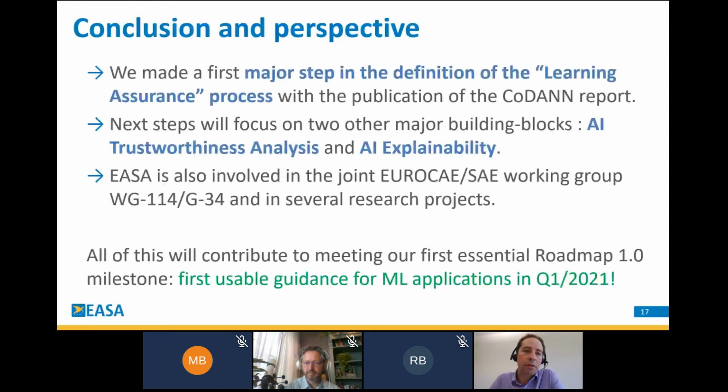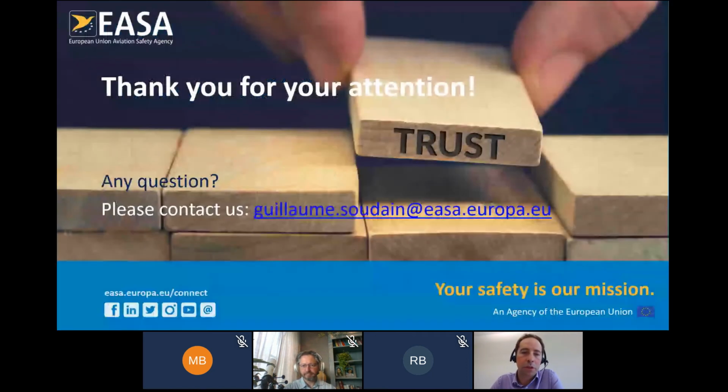We're also starting to work much more dedicatedly on the AI trustworthiness analysis building block and on the AI explainability building block. And I wanted to mention that we're also involved in the joint EuroCAE SAE working group, the WG114 G34, and in several research projects. And all of that contributes to meeting our first essential roadmap milestone, which is to put to public consultation a first set of usable guidance for machine learning applications in Q1 2021. So it's a challenging target to meet, but we will try to reach that.